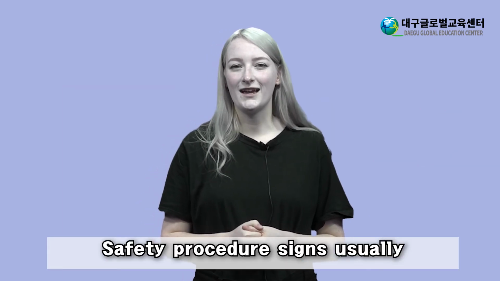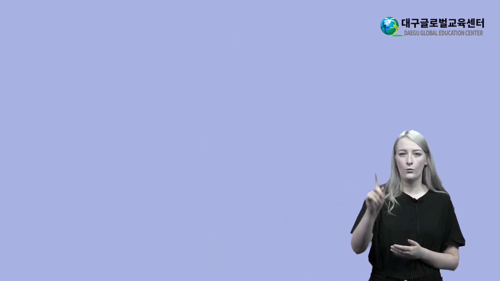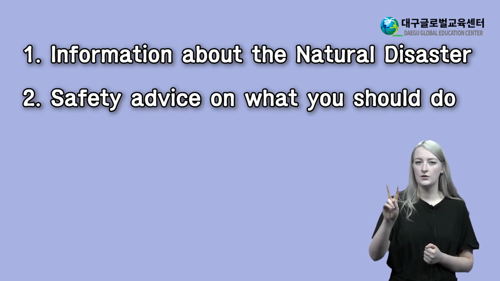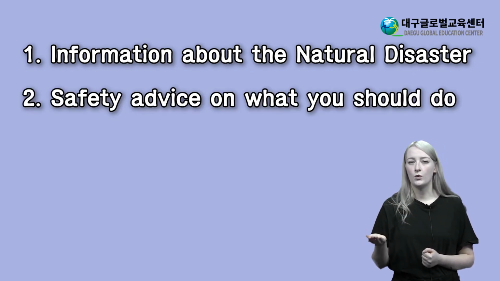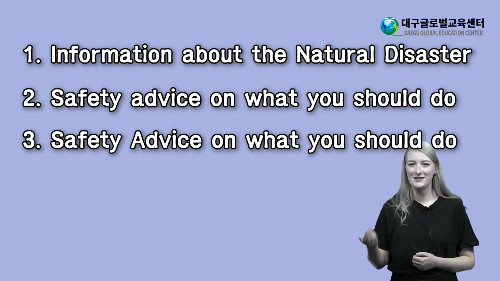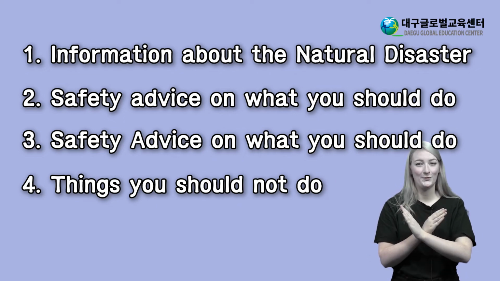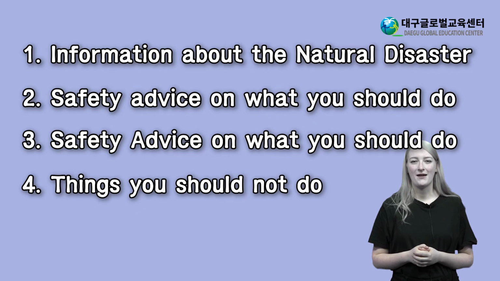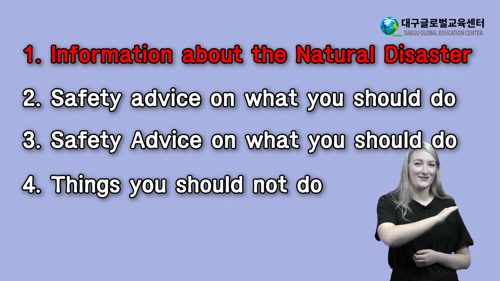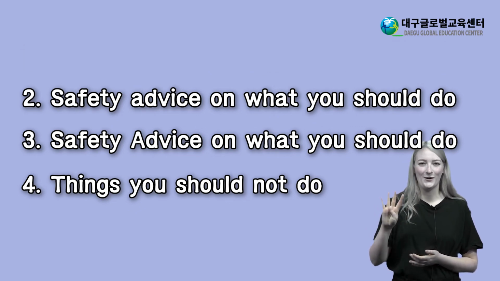Safety procedure signs usually follow a specific format. 1. Information about the natural disaster. 2. Safety advice on what you should do. 3. Safety advice on what you should do. And 4. Things you should not do. We already talked about number 1, the information, in the natural disaster worksheet 1. So let's talk about 2, 3, and 4.